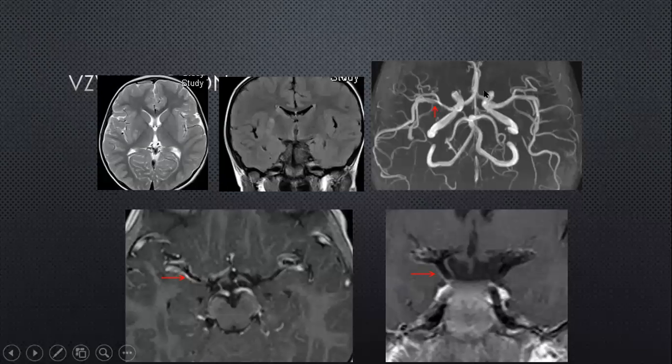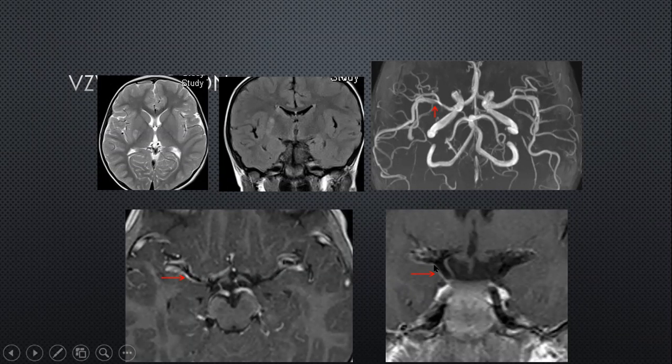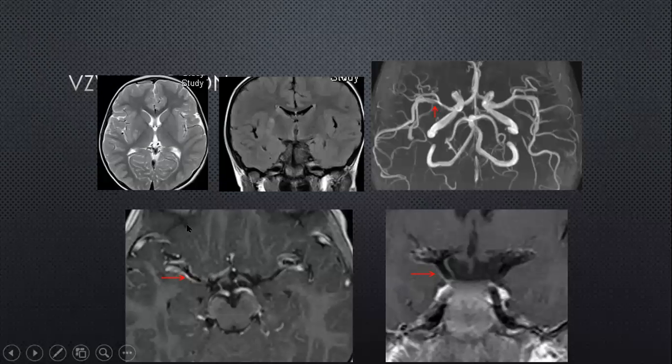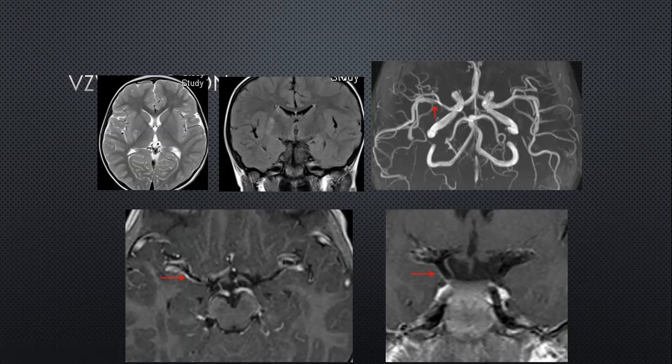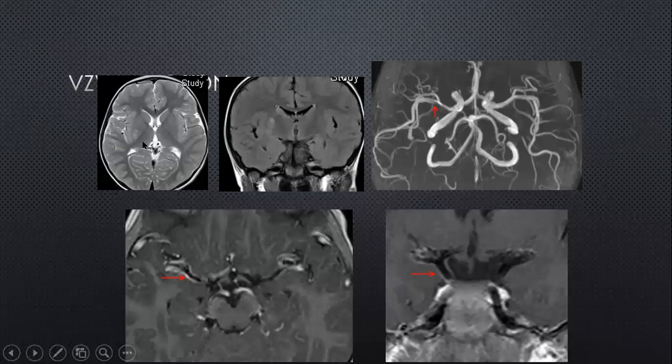So this is a circle of Willis. You can see the left MCA. You can see the right MCA, which is stenotic. But this is a vessel wall imaging appearance where you can actually see the enhancement within the wall of the internal carotid artery. So this is vessel wall imaging, which we sometimes employ to look at the enhancement within the wall of the vessel and try and understand what is the cause of infarction.